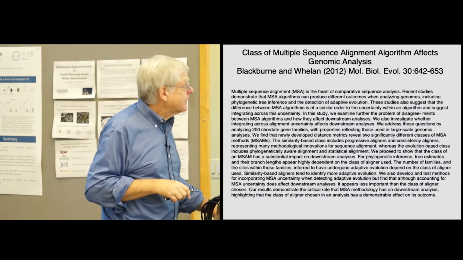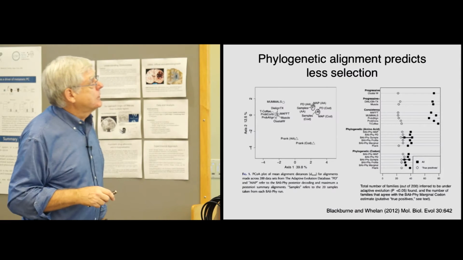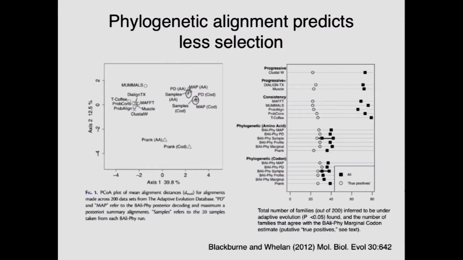Okay, so let's take a look at that. So I'm just going to show you these two figures from this paper. Basically, they have an analysis of 200 data sets from something called the Adaptive Evolution Database. And what they're going to do then is look at a measure of distance between the different sequences or the different predictions from this database. And they're going to do a principal components analysis.